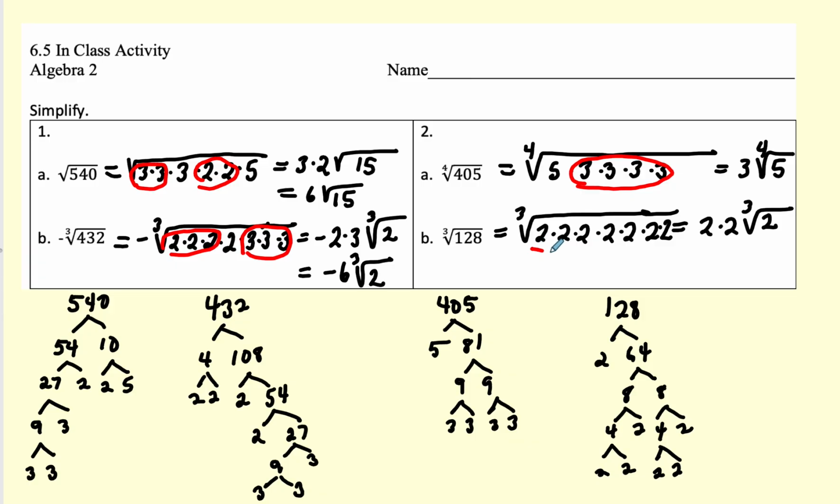This is a cube root, so I'm looking for groups of 3, and so we can get 2 times 2, 1, 2 for this group, 1, 2 for this group, so that'll be 4 cube root of 2.